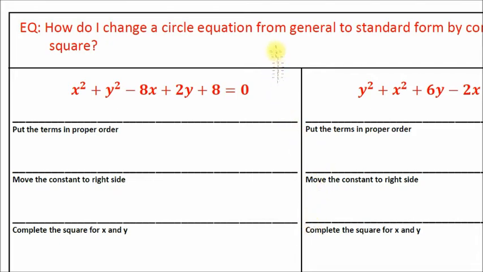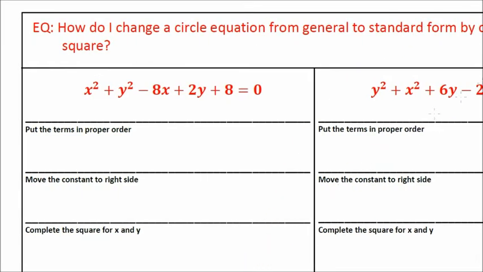Now we're going to see how you use those same skills to change a circle equation from general form, which tells us nothing about the circle, to standard form, which tells us everything about the circle. It gives us the center and the radius, so it tells us everything we need to know. Let's watch and see how to complete the square for a circle equation.